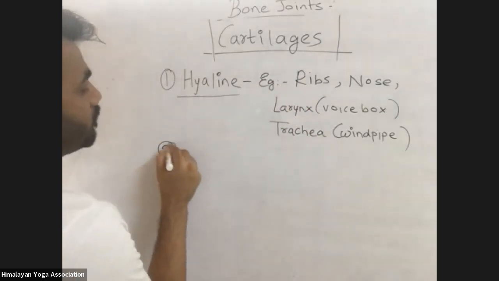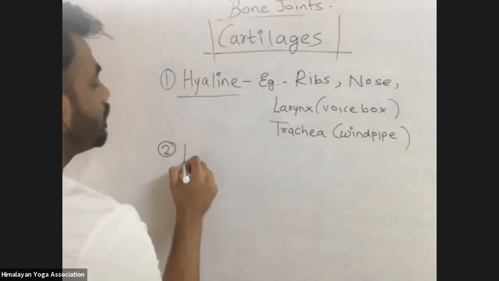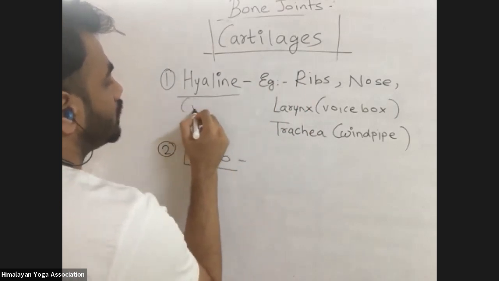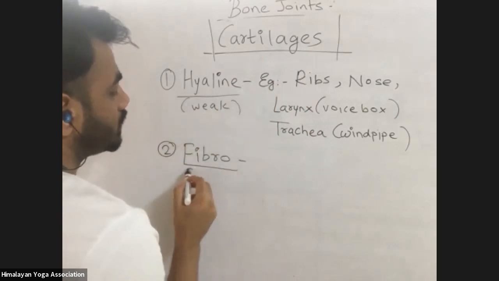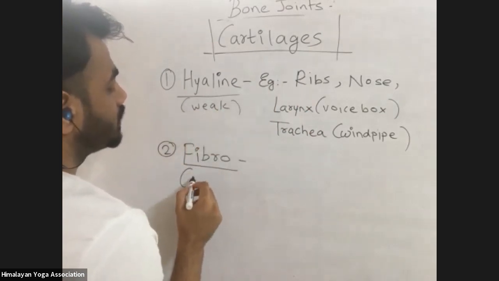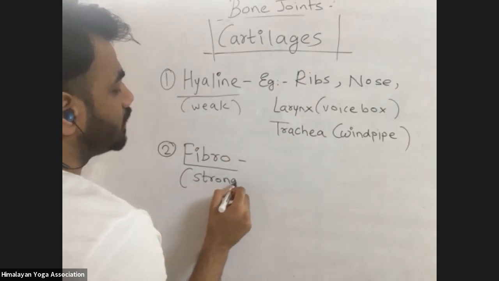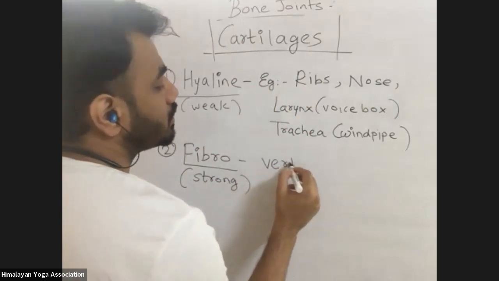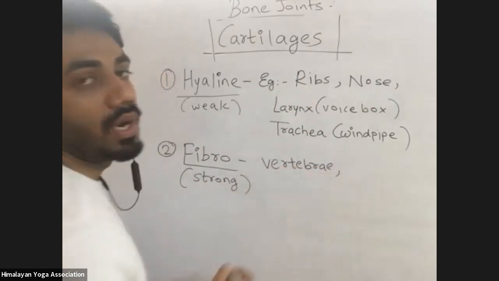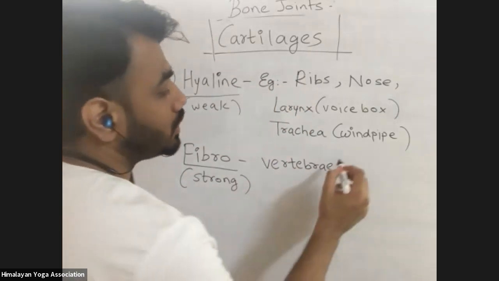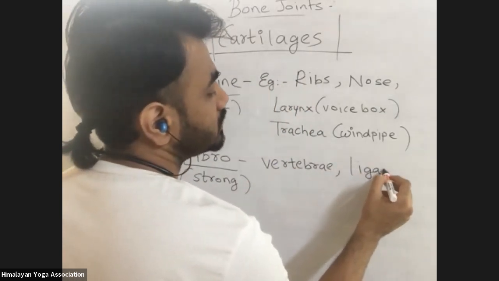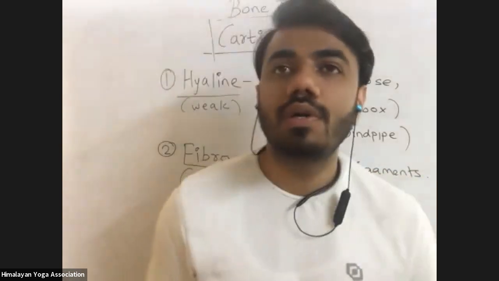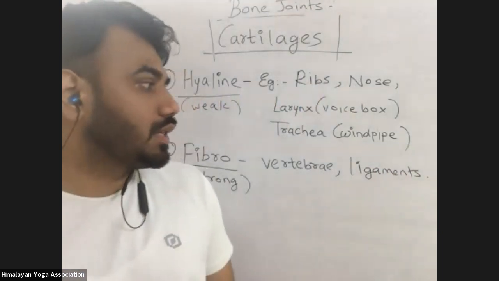The next type of cartilage you will see here is the fibrocartilage. Fibrocartilage is not weak. This is made up of fibers. That is the strongest cartilage, very strong cartilage, where you find this in your vertebrae. Vertebrae, I will write it down, and also in your ligaments.